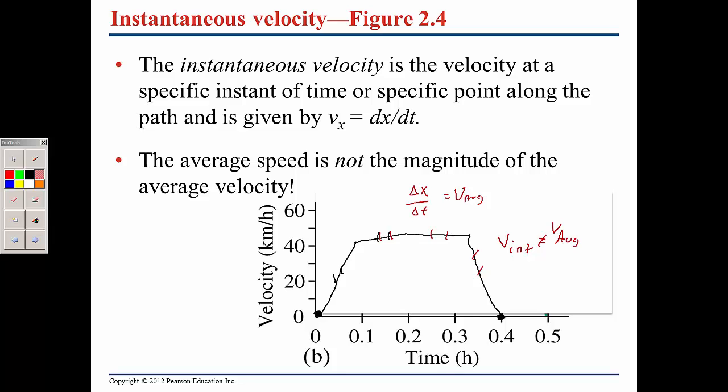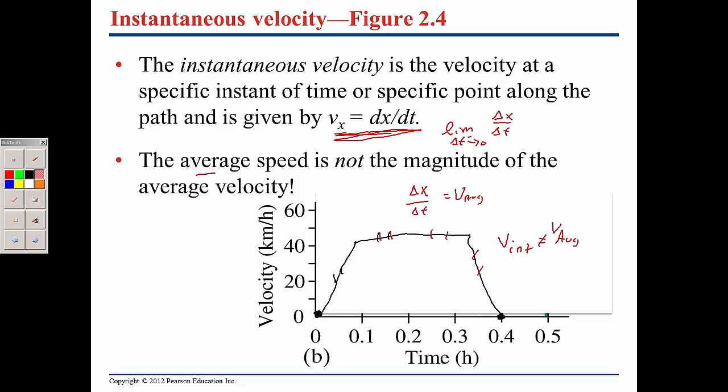We write the instantaneous velocity by looking first at the average velocity, which is the change in position divided by the change in time, and looking at that as the change in time approaches 0. So in the language of calculus, we would say that the instantaneous velocity is the derivative of position with respect to time.